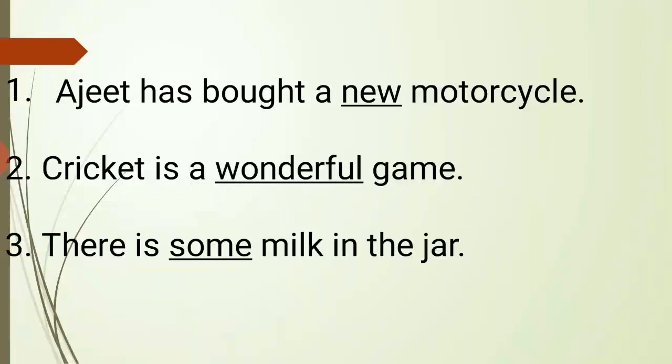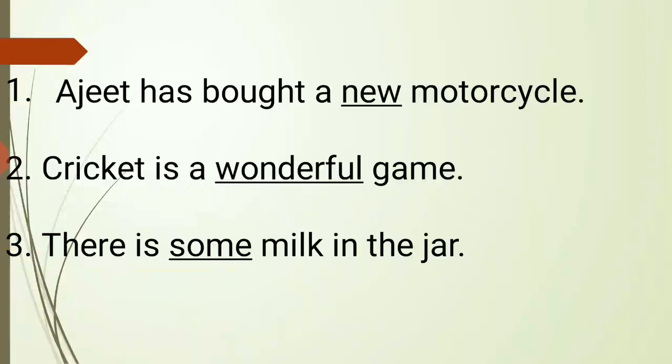Children, you will find in these sentences that the words which are underlined describe a noun or pronoun. Like in sentence 1, new shows what kind of motorcycle it is. Similarly, in the second sentence, the word wonderful describes the quality of the game. And in the third sentence, the word some shows how much milk there is in the jug.